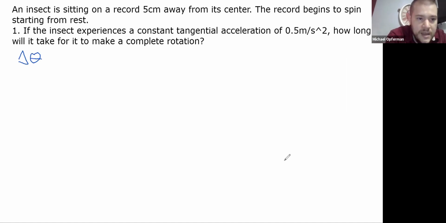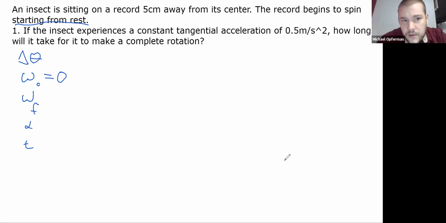I've got delta theta, omega initial, omega final, alpha, and t, of course, doesn't change, because time doesn't care whether you're working in linear or angular variables. So let's try to think, which of the 5 variables here do I know based on the question? So I've got, he starts to spin starting from rest. That has the same meaning in angular variables that it does in linear variables.